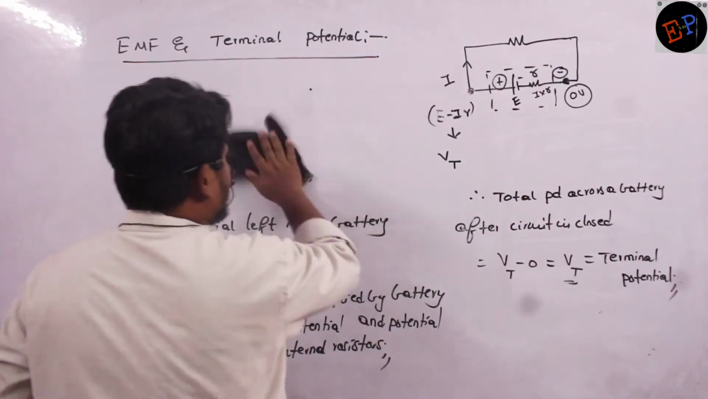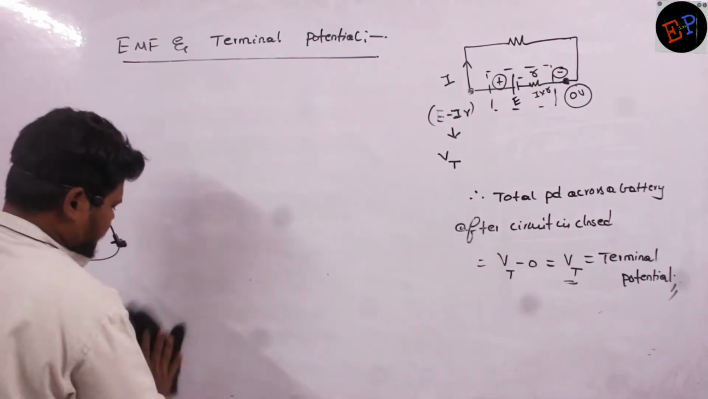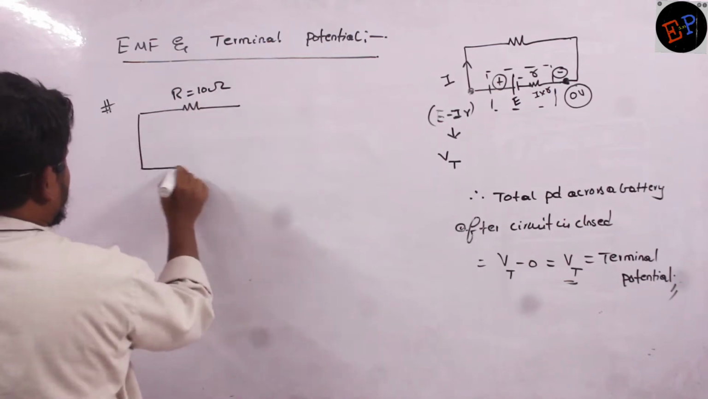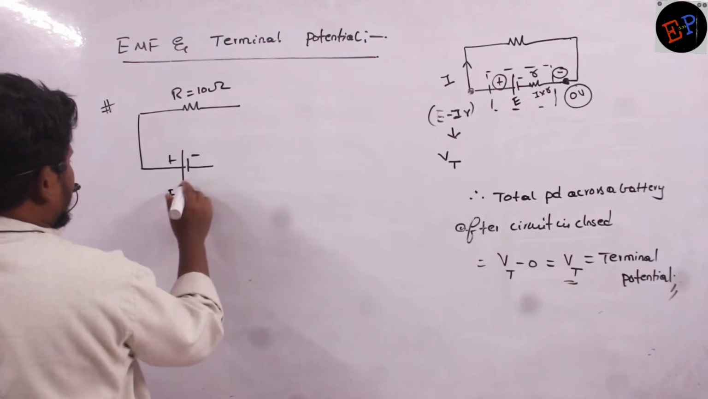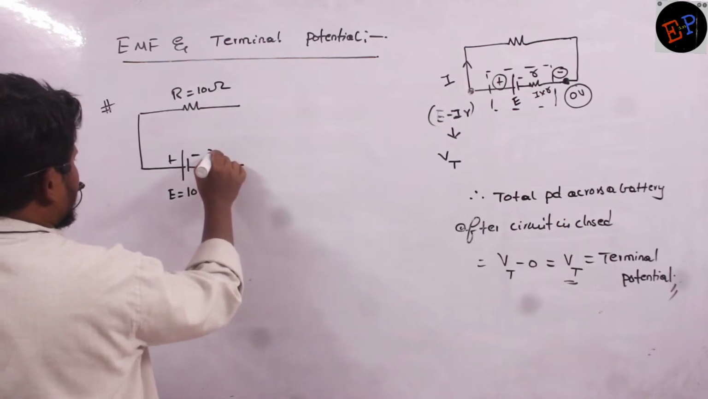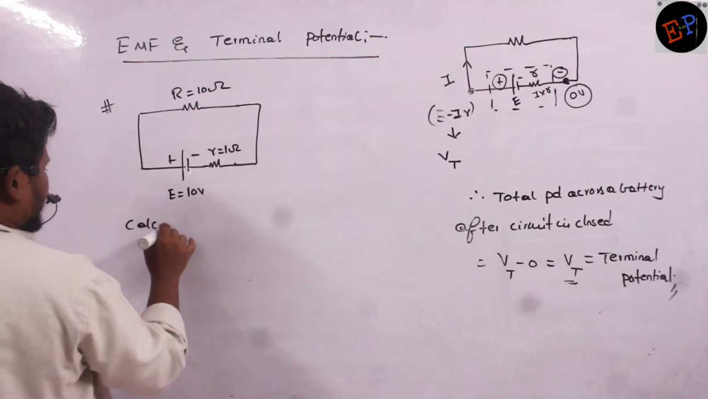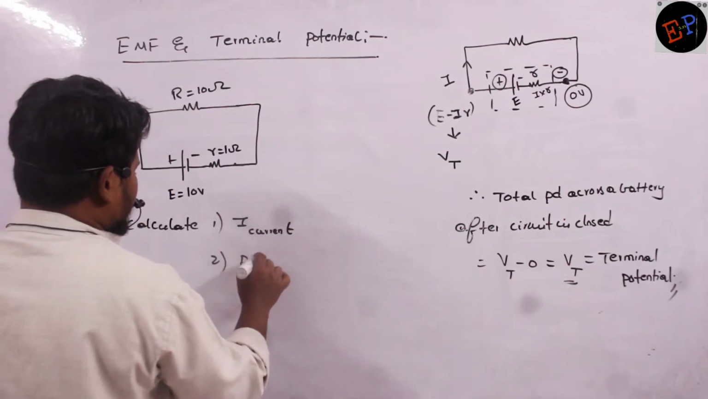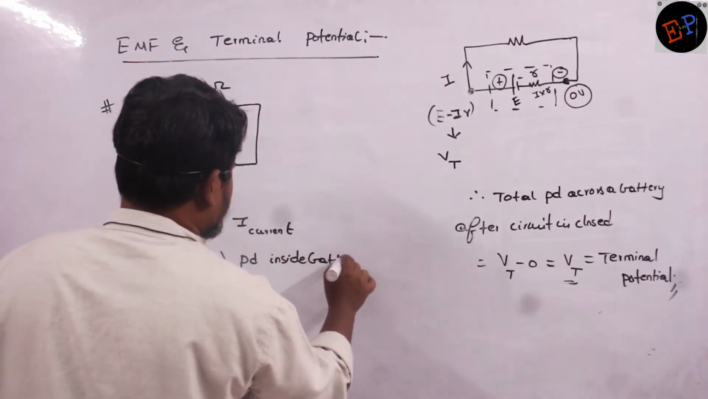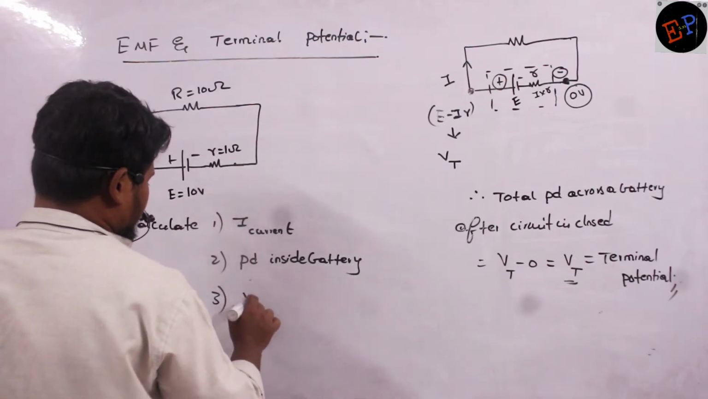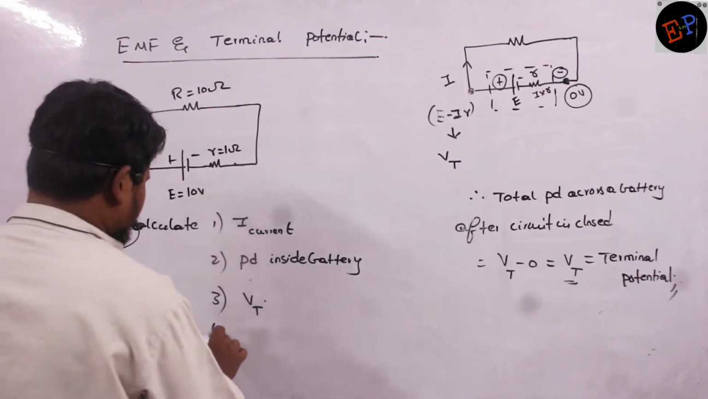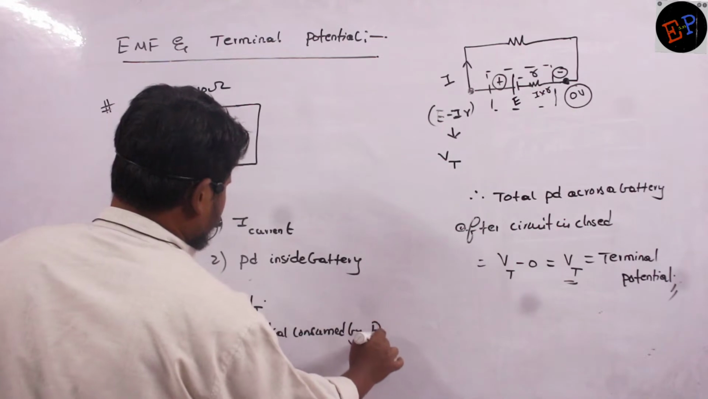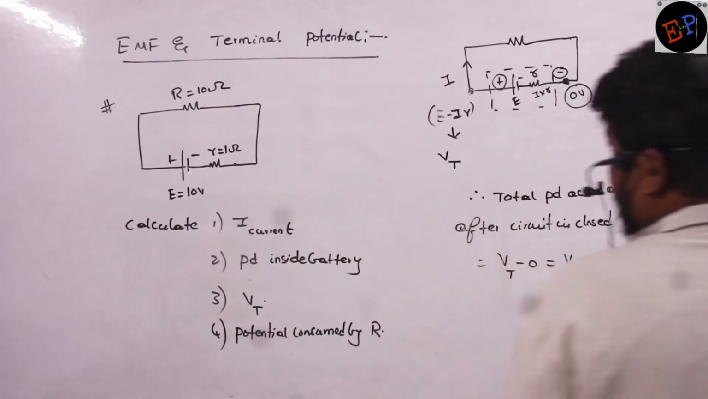Okay. So I will give a small question. Try to answer it. This is an external resistor of resistance 10 ohms. This is a battery of EMF 10 volts, and it has an internal resistance of 1 ohm. So calculate: first, the current produced in the circuit. Second, the potential drop inside the battery. Third, the terminal potential. These three we are supposed to calculate. Fourth, the potential consumed by the external resistor R. Four questions. Come on, try to calculate and say the answer.